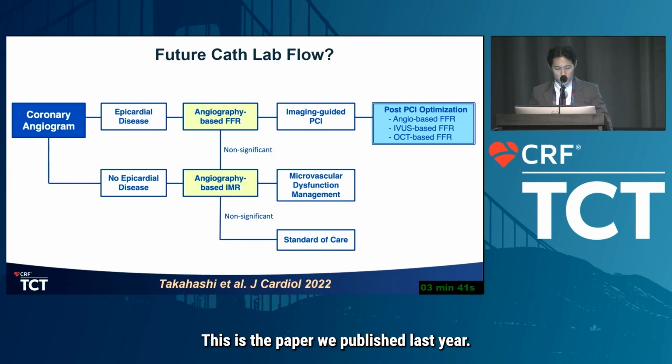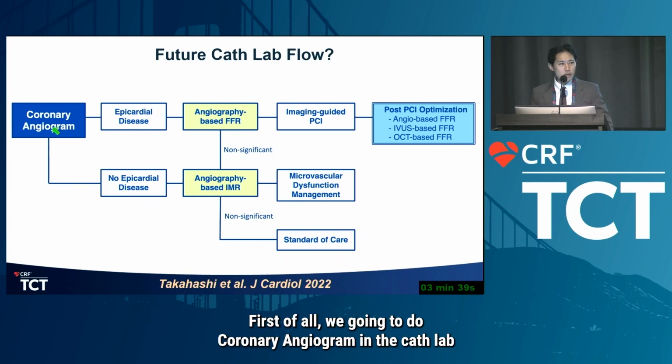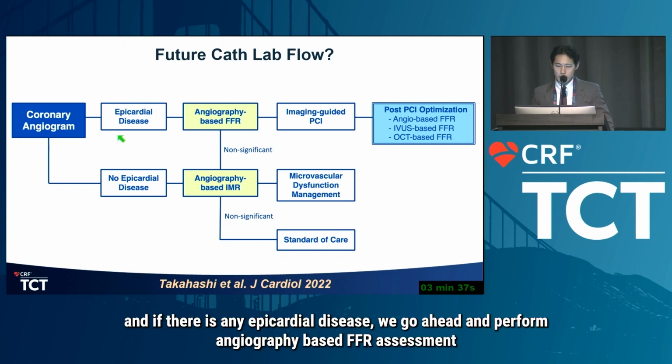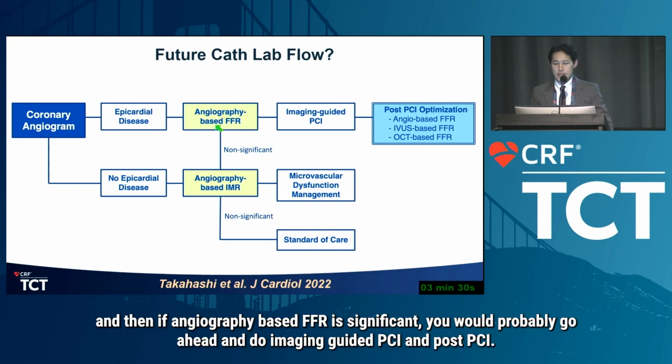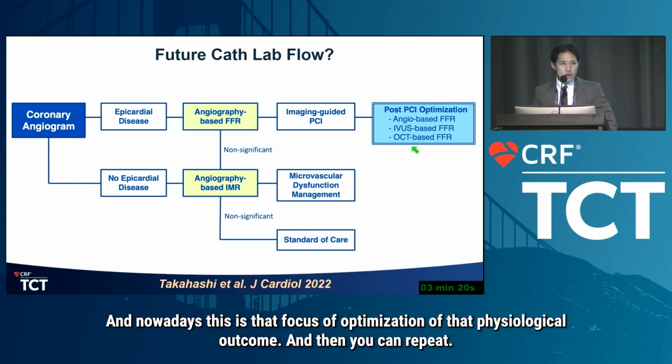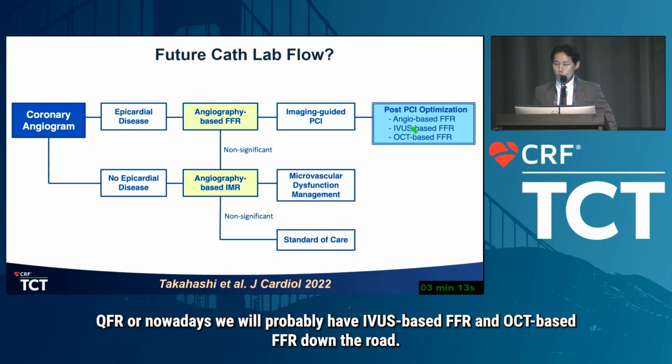This is the paper we published last year. First of all, we're going to do a coronary angiogram in the cath lab. And if there's any epicardial disease, we'll go ahead and perform angiography-based FFR assessment. And then if angiography-based FFR is significant, you will probably go ahead and do imaging-guided PCI. And post-PCI, nowadays, this is the focus: optimization of physiologic outcome. And then you can repeat QFR, or nowadays we will probably have IVUS-based FFR and OCT-based FFR down the road.